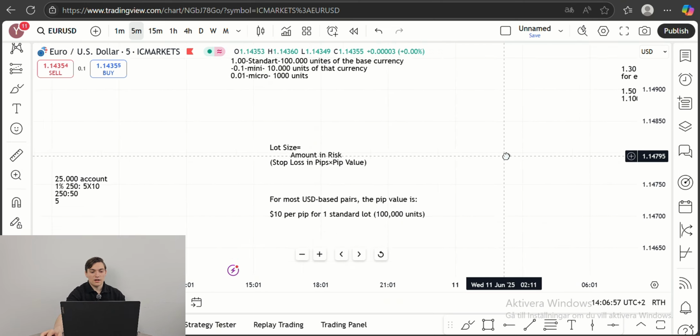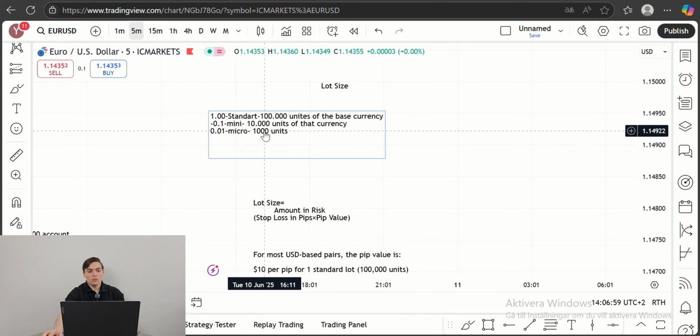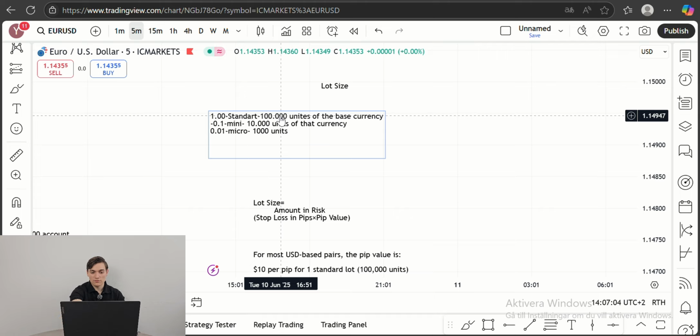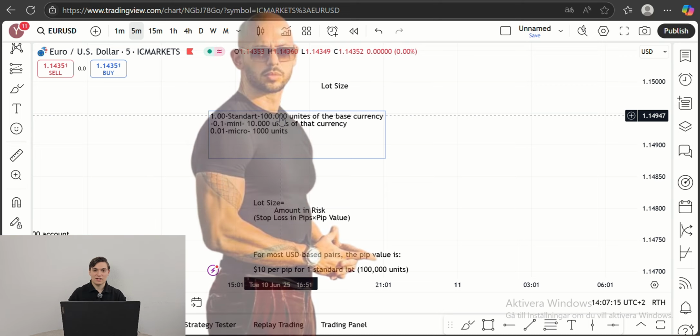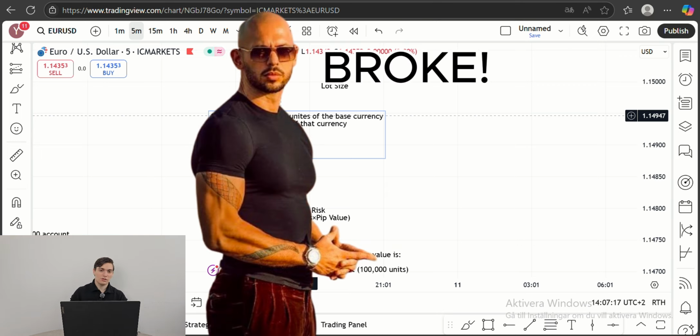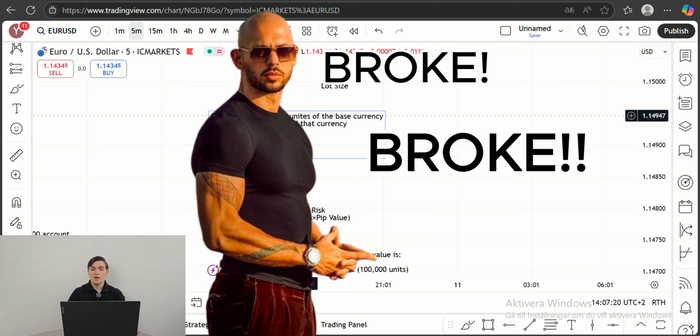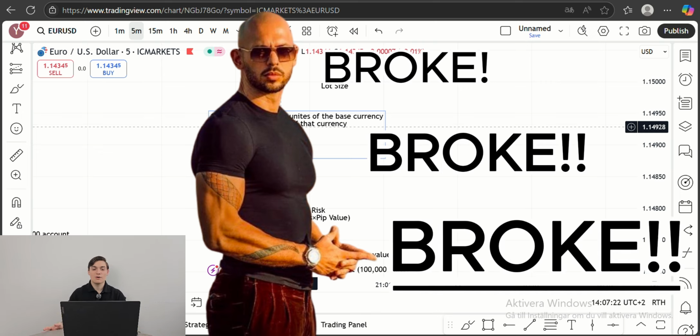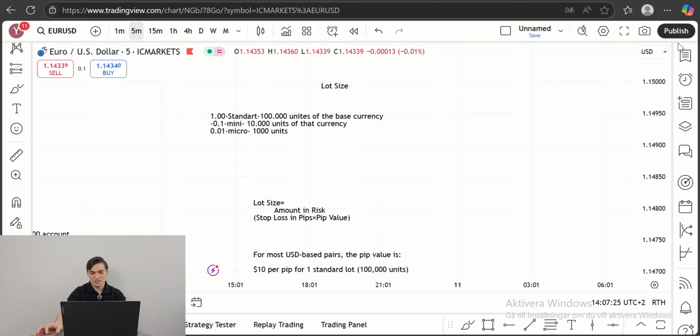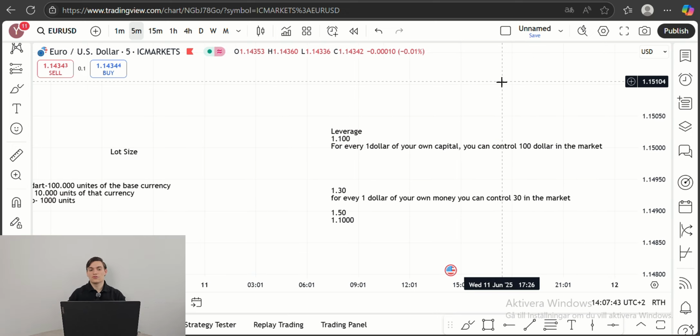Okay, now, if I were going to buy one standard lot, I would need 100,000 units of the currency. That means I would need 100,000 euro in my trading account. And I don't have 100,000 euro. You don't have 100,000 euro. Most traders don't have 100,000 euro. And that is where leverage comes in. Leverage allows you to control larger positions in the market with less of your own capital.